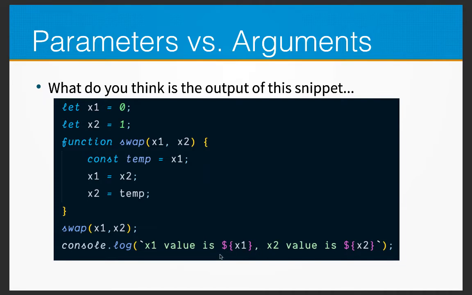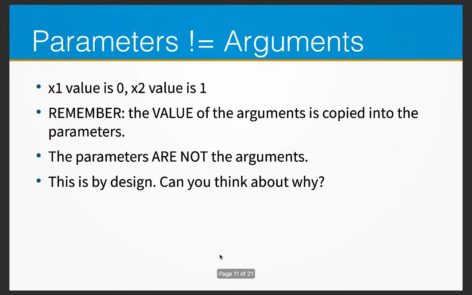Will I see the original values, 0 and 1, or the swapped values, because I swapped the values by calling the swap function? So what do you think? Well, actually, the values will be the original ones, 0 and 1, and they won't be swapped.